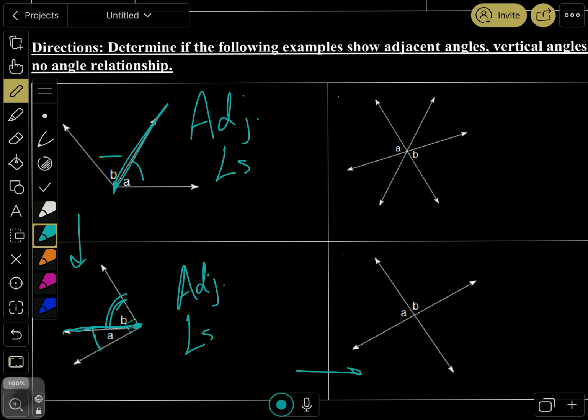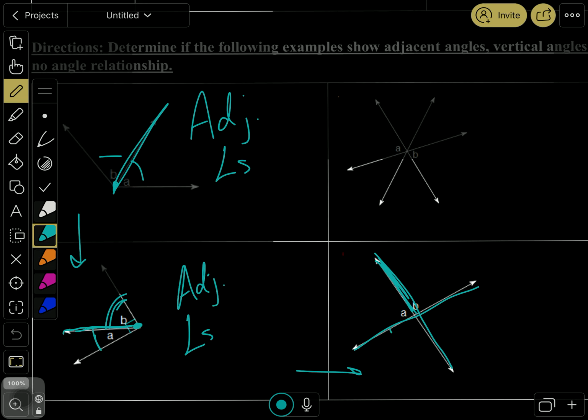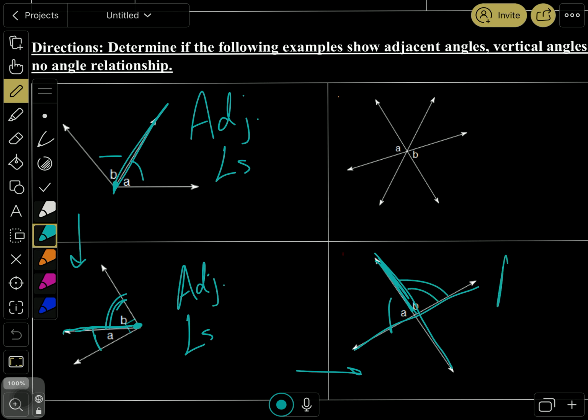Moving over here, I'm just going to keep going counterclockwise. I see two intersecting lines there and there. However, angle A and angle B both share this common side. They are not across from each other. So just because I have those intersecting lines does not mean that these two angles are vertical. This is yet another example of adjacent angles.